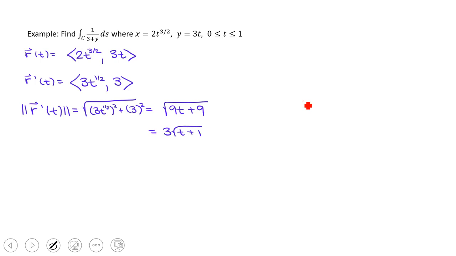Just to help me out, I simplified this a little bit. I noticed that there was a common factor of 9. The square root of 9 is 3. And so I was able to write this as 3 square root of t plus 1.